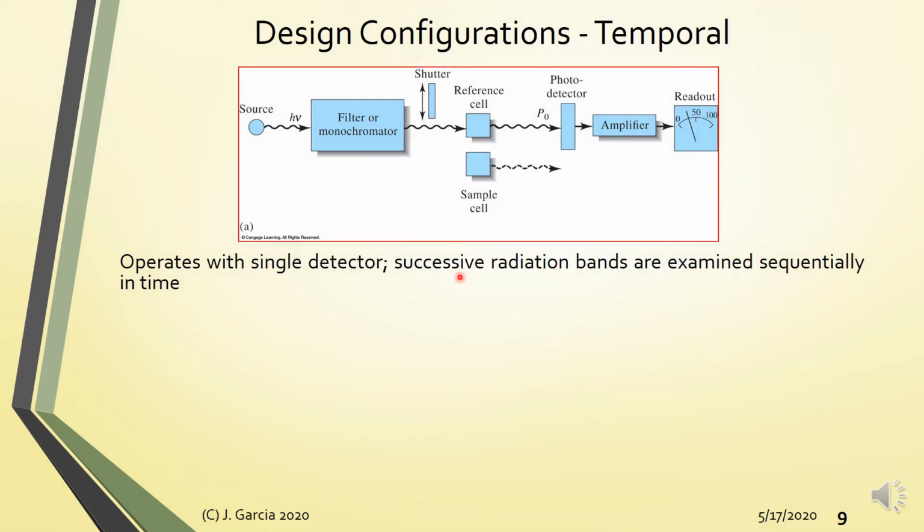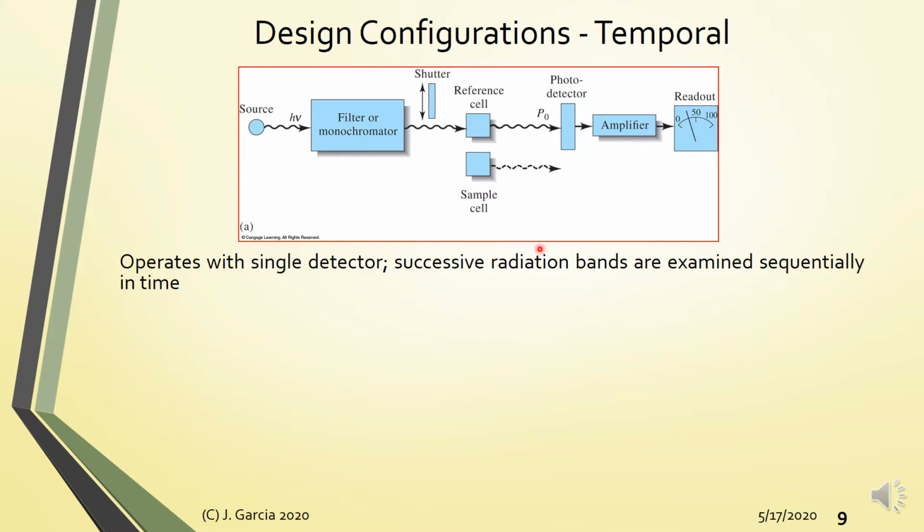Okay, so next we go to the different design configurations. First, we have the so-called temporal or sequential. The concept of a temporal design is that it operates using a single detector, wherein successive radiation bands are examined sequentially in time.